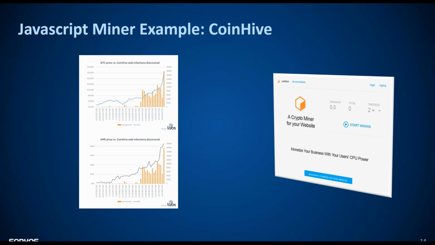Same goes for Monero, XMR, so we have seen the price of this cryptocurrency also explode, and therefore we have also seen a lot of CoinHive web infections that we have discovered, and this is how it always works. So basically, if it guarantees me some income, the bad guys will also join in and do some crypto mining, but not with their machines, but with your machines. So that's a big difference.